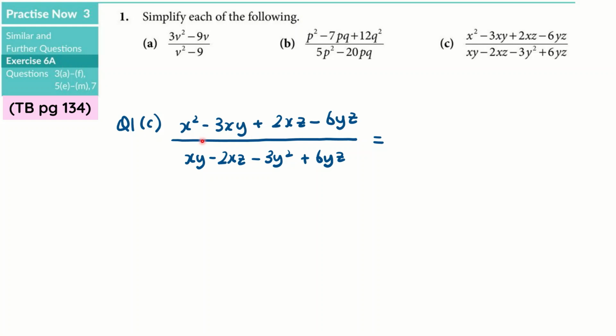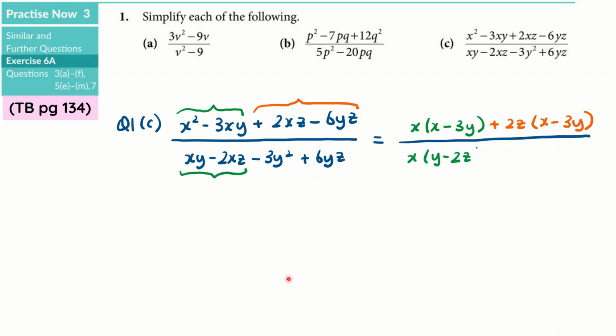So in the numerator itself, we observe that there is a pair in x squared minus 3xy, for which we do our extraction of common factors to get this. Then we look at the next pair to get that we can factorize to get 2z times (x minus 3y). We apply the same concept to the denominator. So in the first 2 terms, I will get this, and the next two terms, I will get this.